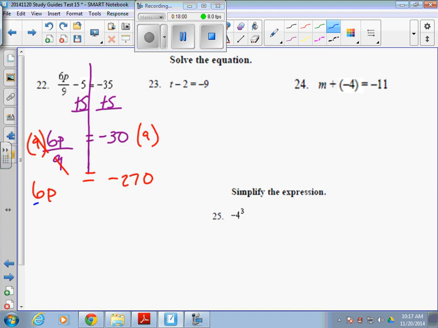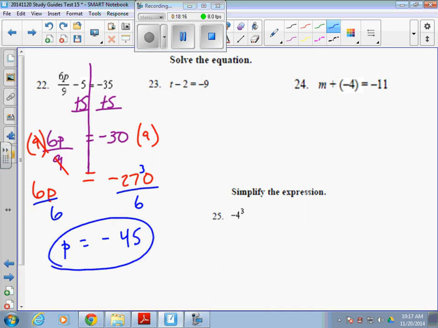Divide by 6 to cancel it out. If you divide it there, divide it here. A negative divided by a positive is going to be a negative. 6 goes into 27 4 times, and there's a 3 left over. 6 goes into the number 30 5 times. P is negative 45. Much simpler problem number 23.